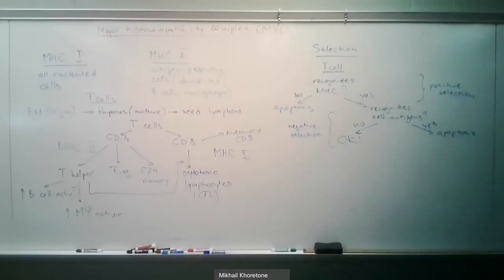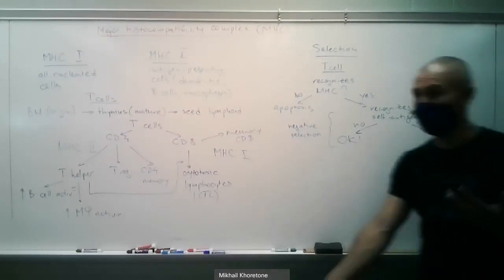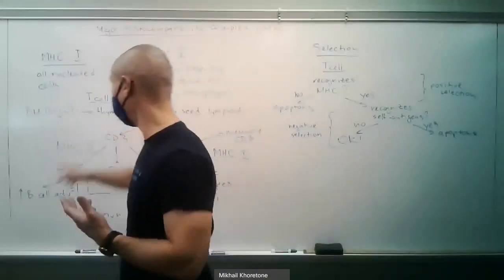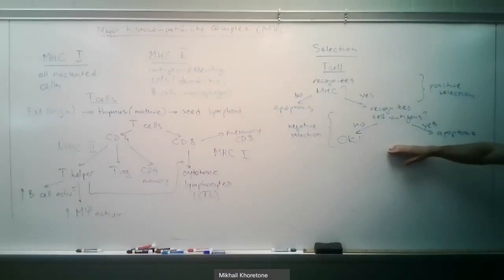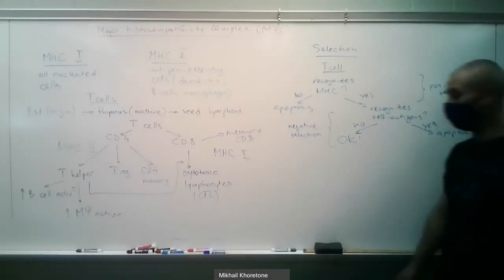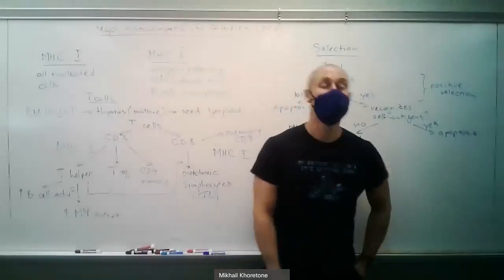They're getting tested for that, because they're not that important for MHC, okay? They go to negative selection. So B cells are selected for not attacking your own tissue. That's the goal.